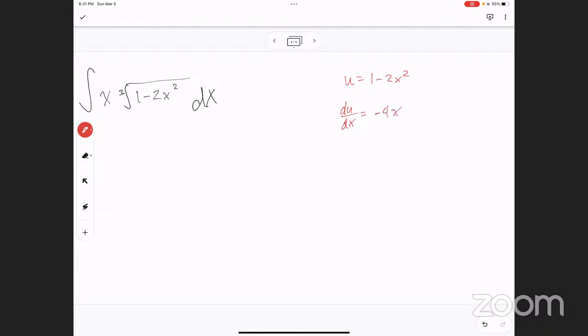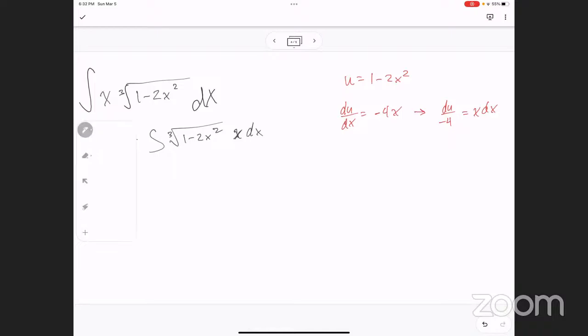And now let's take a peek over here. What do I have? I have an x and a dx. So I want to solve for x dx actually. I want to move the negative 4 to the left and the dx to the right. Because now I'm just going to substitute this in. So I'm going to even rewrite this again to help you see it better. 1 minus 2x squared, cubed root, sorry. And then x dx, I just moved the x over.